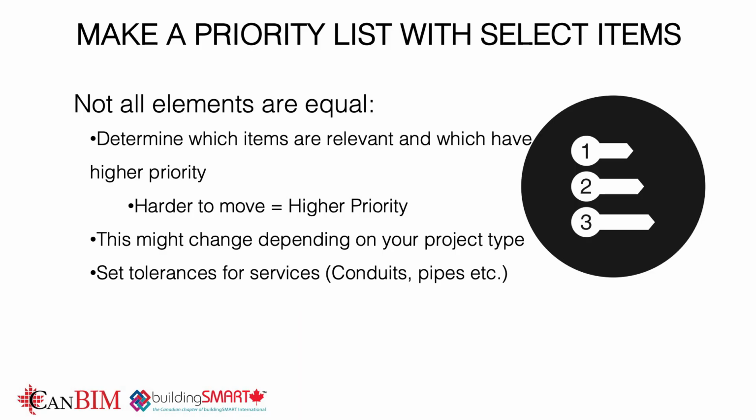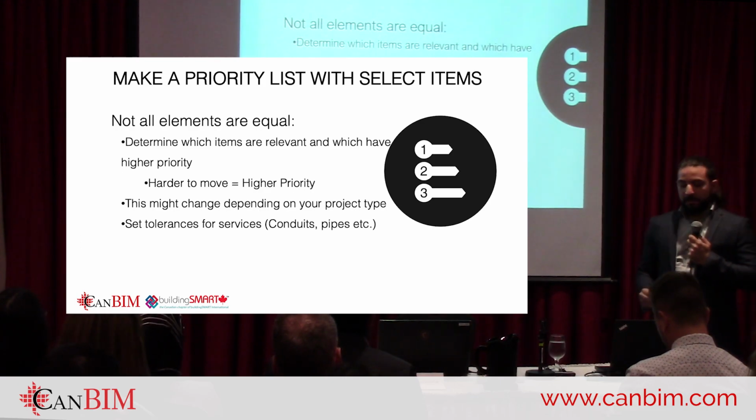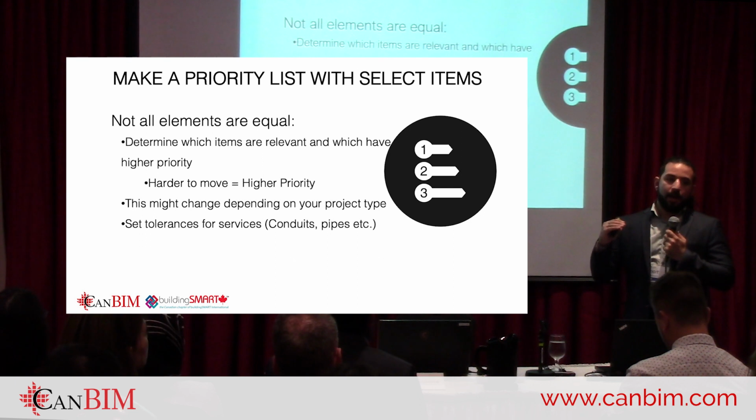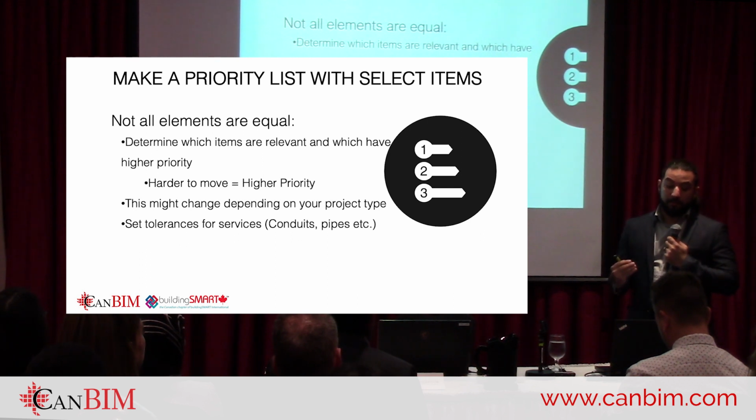And the next thing you want to do with those selected items that you think are relevant is to make a priority list. At least this is my approach. Not each element has the same weight. The idea is to put the items that are harder to move on top of your priority list and say that these are the top priority. If something is clashing with this, I can move the other item.